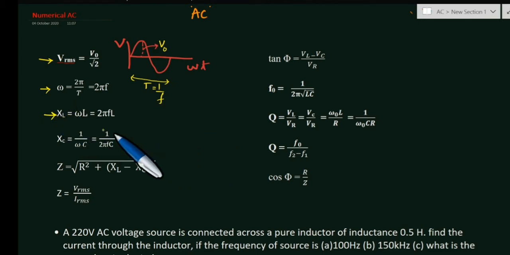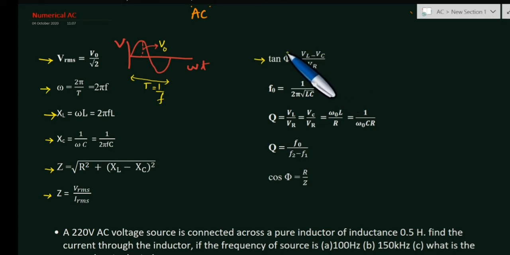XL is inductive reactance, that is XL is equal to omega into L, that is equal to 2 pi f into L, and XC is capacitive reactance, that is equal to 1 divided by omega C, that is equal to 1 divided by 2 pi f into C, and impedance in a series LCR circuit is equal to square root of R square plus XL minus XC whole square, and impedance can also be found by Z is equal to Vrms divided by Irms.